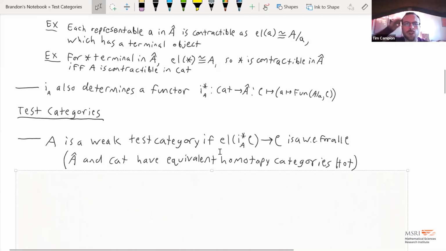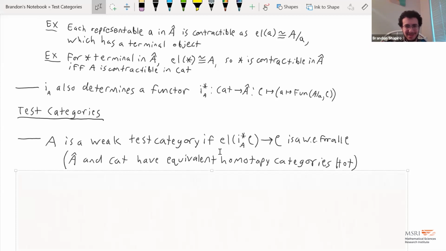So are you saying that for a weak test category, the homotopy category is equivalent to spaces? Yes. To the homotopy category of spaces? Sorry, I should have said that directly. Thank you. Okay. So you don't need actually a test category for that. You just need a weak test category? Yeah. Okay. The problem is you don't get as nice characterizations.